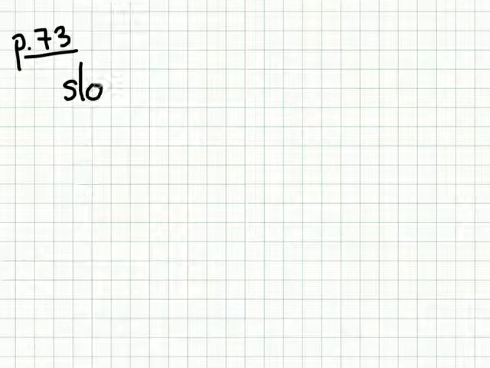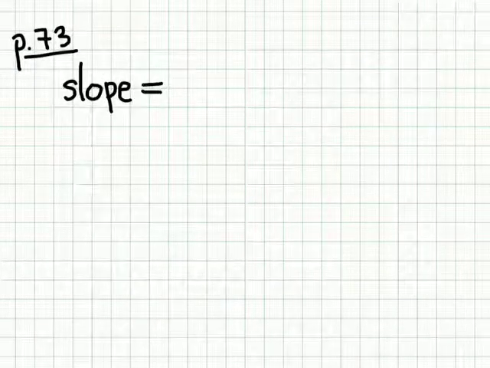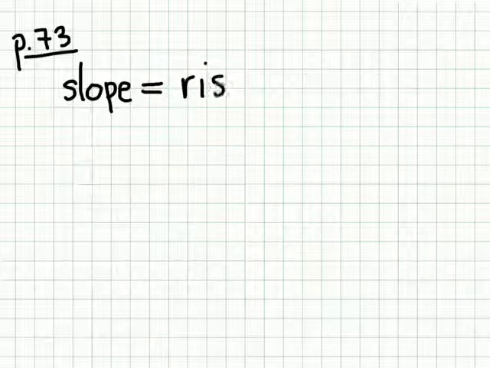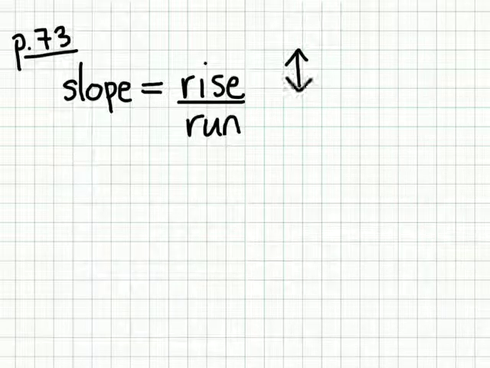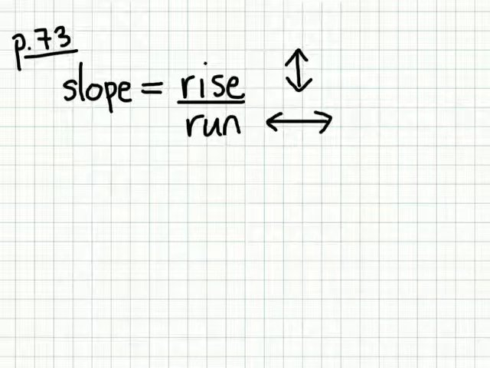What is slope equal to? How do you find the slope of the line? Yep, rise divided by run. Good. Rise divided by run. So we take the rise, which is the vertical distance, and then you count the run, which is the horizontal distance.